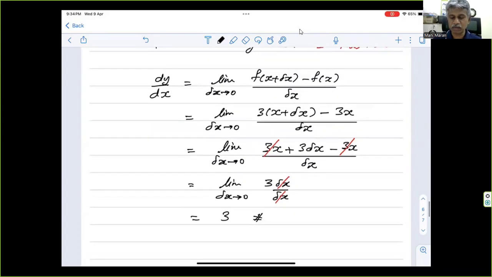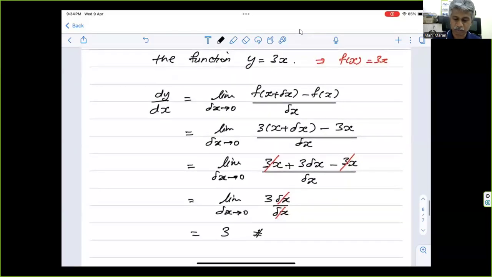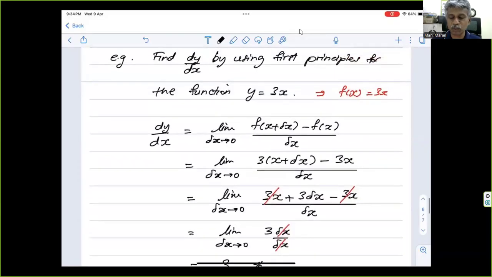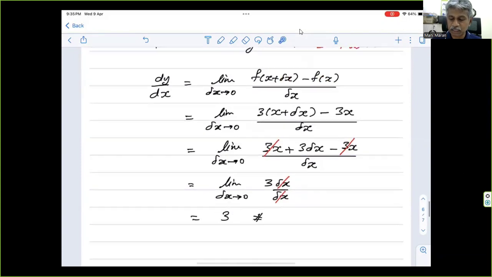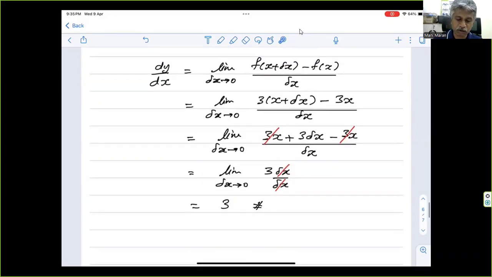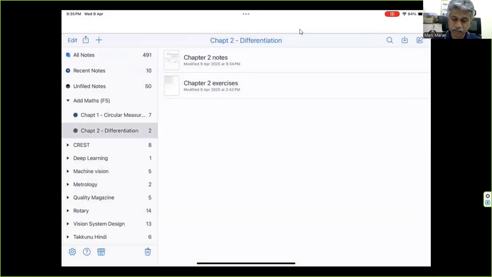And you were asked to find dy by dx using first principle. That is your answer. So we'll do a few exercises based on this very simple concept. I hope all of you have copied this. Just revise very quickly. It looks very simple. We're just replacing x by x plus delta x here, then minus the same function, and then simplify, you'll get the answer. So I'm going to take you all back to the exercises.